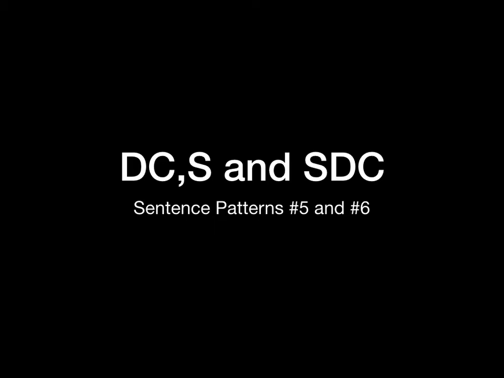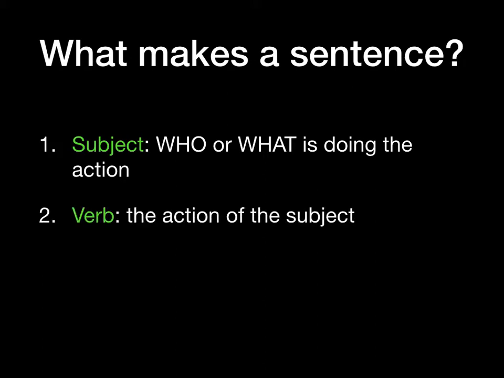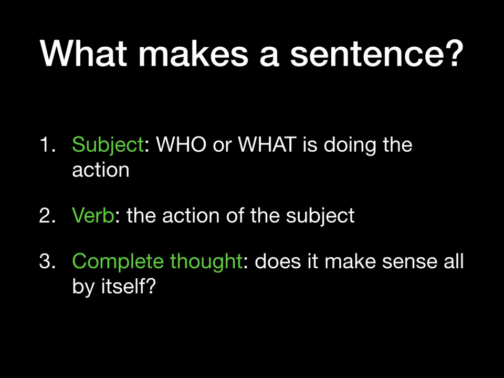Welcome to the lesson on sentence patterns 5 and 6, DC, S and S, DC. But first, let's review. What should you have for every sentence in every single sentence pattern? That's right, you know this. First of all, you've got to have a subject. That's who or what is doing the action. And then you have to have a verb. That would be the action of your subject. And finally, you've got to have a complete thought. Can you say it to Uncle Joe by itself and he has a clue what you're talking about?